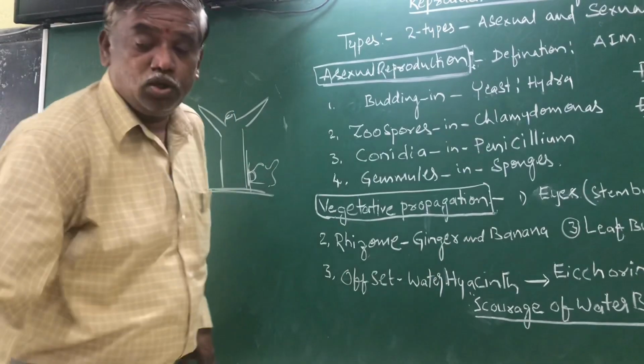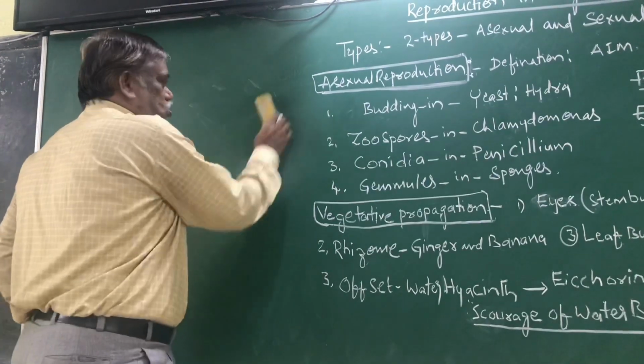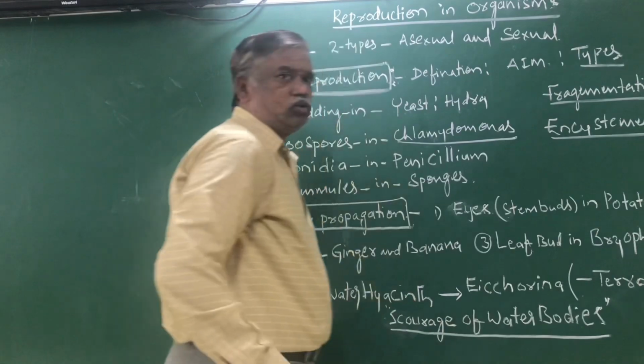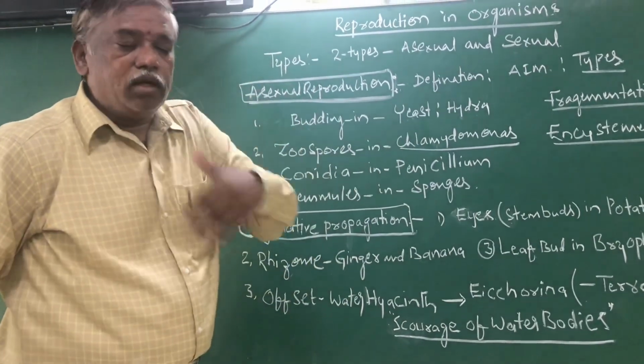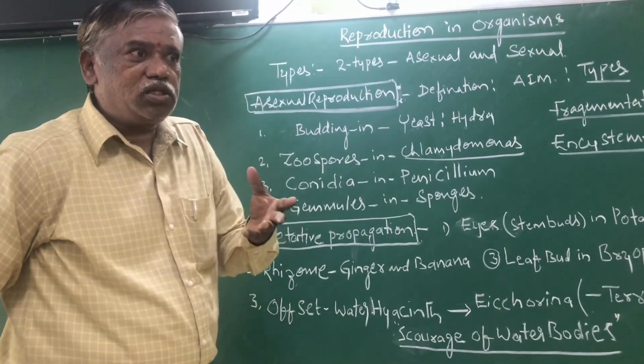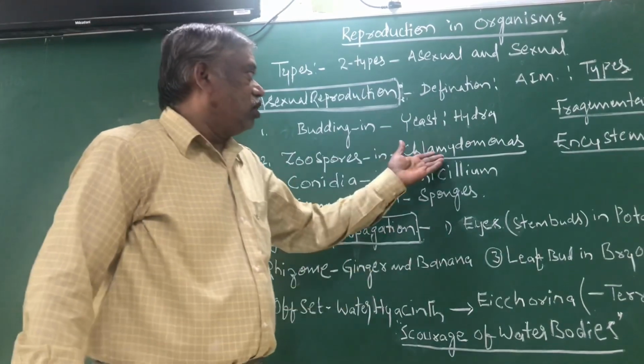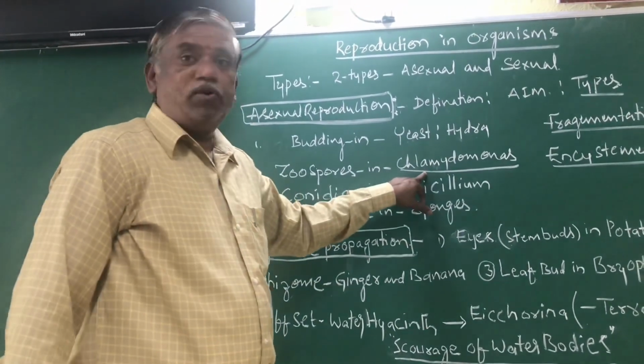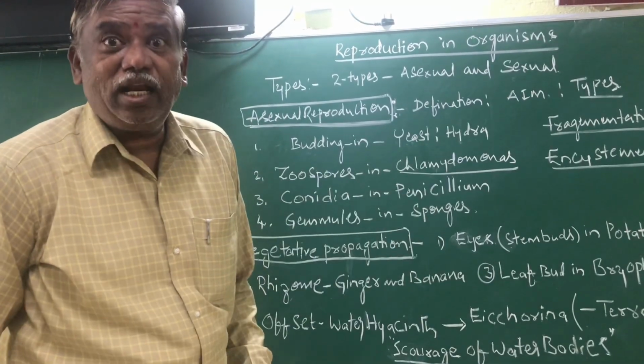What is the next one? Zoospores. See, it is Chlamydomonas. Everybody, internally pronounce it, get the pronunciation. This terminology is the most important. Now, Chlamydomonas is a unicellular alga.